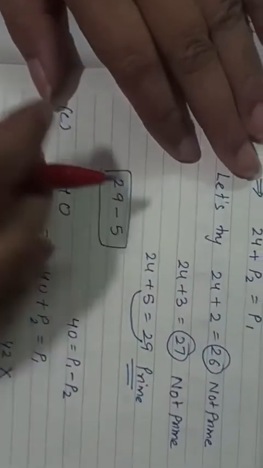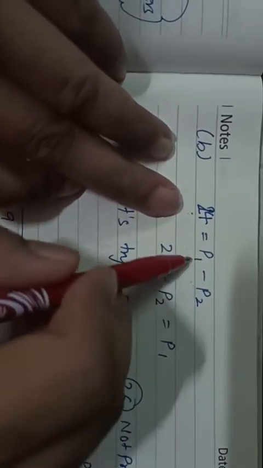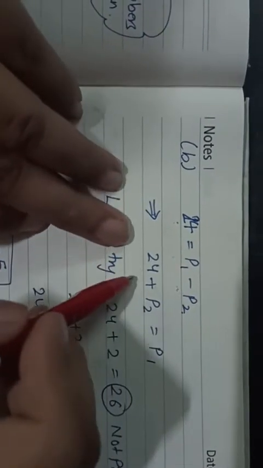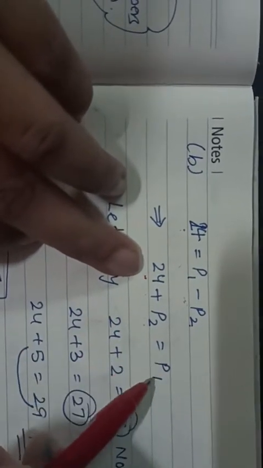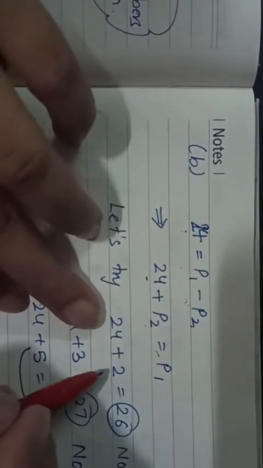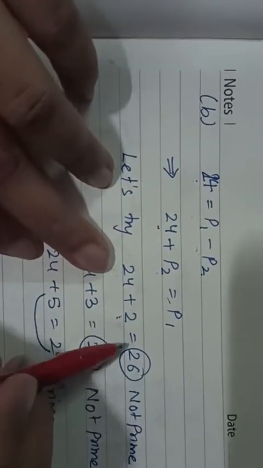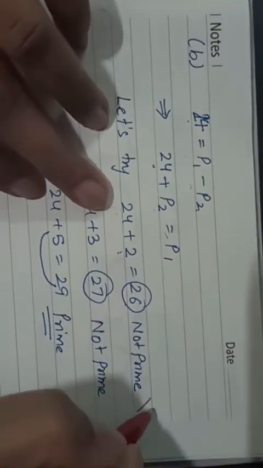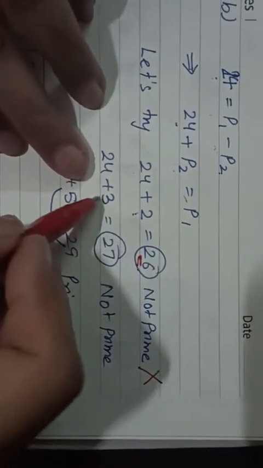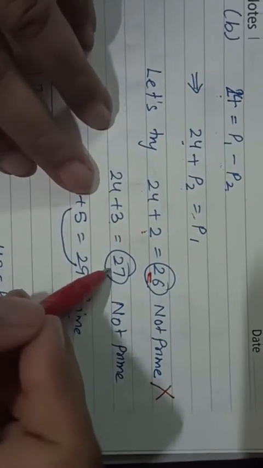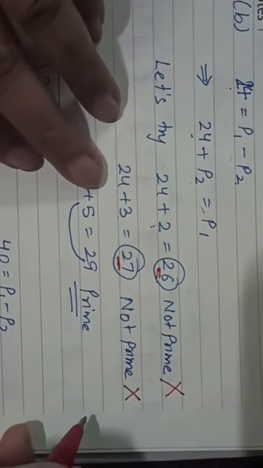Let's move to the next part, that is 24. Now 24 we have to express as a difference of two primes. So I thought, if 24 is there, 24 plus some prime number gives me the other prime number. So we tried with 2. First, 2 is the first prime number. So 24 plus 2 gives 26. That means this combination is not possible. 26 is not prime. Let's try with the next prime number. 24 plus 3 is 27. 27 is again not prime. That means this combination is also not possible.